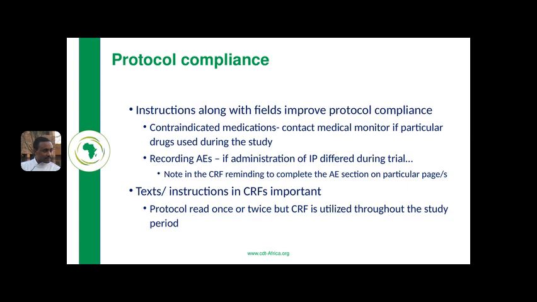Such types of text and instructions in the CRFs are going to be important. Of course, the protocol is going to have such types of information, and the staff is going to undergo protocol training and they're going to read the protocol. But the CRF is going to be utilized throughout the study, and having such reminders and text in the CRF is going to be very much helpful in terms of ensuring the quality of the data.